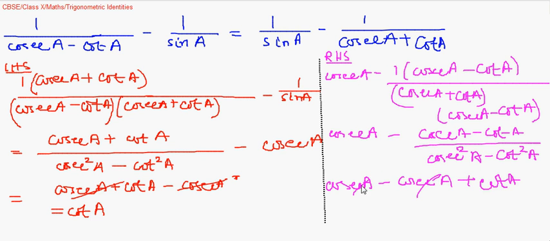This getting cancelled, I'm left with the cot A. So thereby LHS is equal to RHS. That means every time it's not necessary that you reach your right hand side by starting with LHS. Sometimes you might need to take this kind of process wherein you have to work on both the sides.